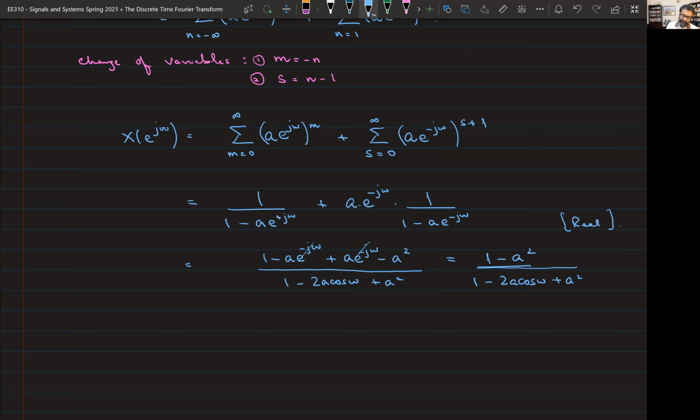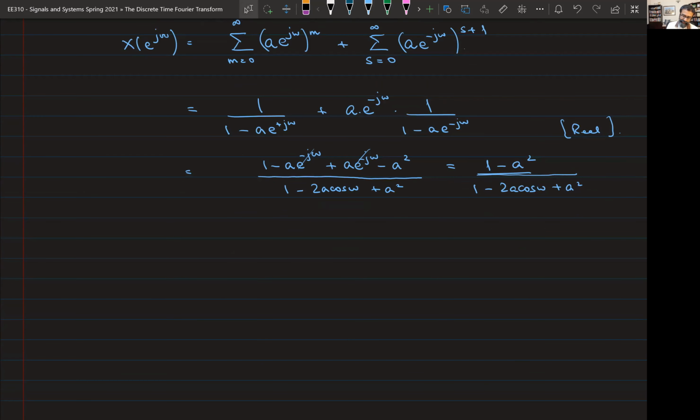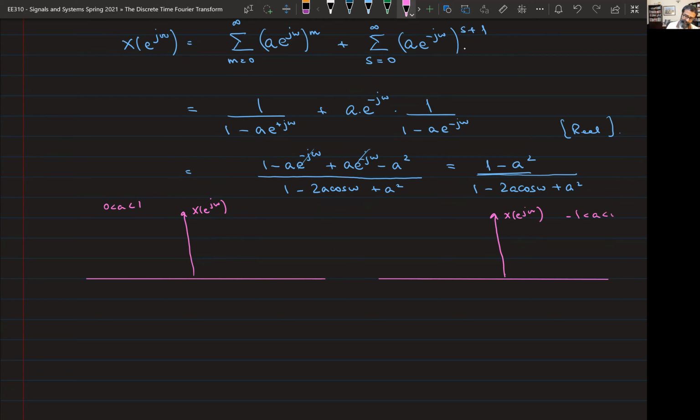Okay, and if I were to sketch this out, I'll just quickly sketch this without going through why you get the kind of curves that you're getting. So for those two cases, this is the case X of e raised to j omega when 0 is less than a is less than 1. And this is the case when -1 is less than a is less than 0.